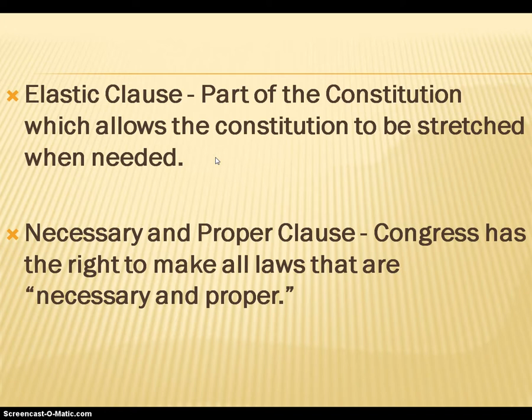There's a lot of politicians out there that think one way or the other. Not that they're wrong. It all depends on the situation. And necessary and proper clause. Congress has the right to make all laws that are necessary and proper. So they can stretch the Constitution to do what is necessary and proper. Right? So they're kind of the same thing, but the wording on them is very different. And the Regents loves to switch it up, so to speak.